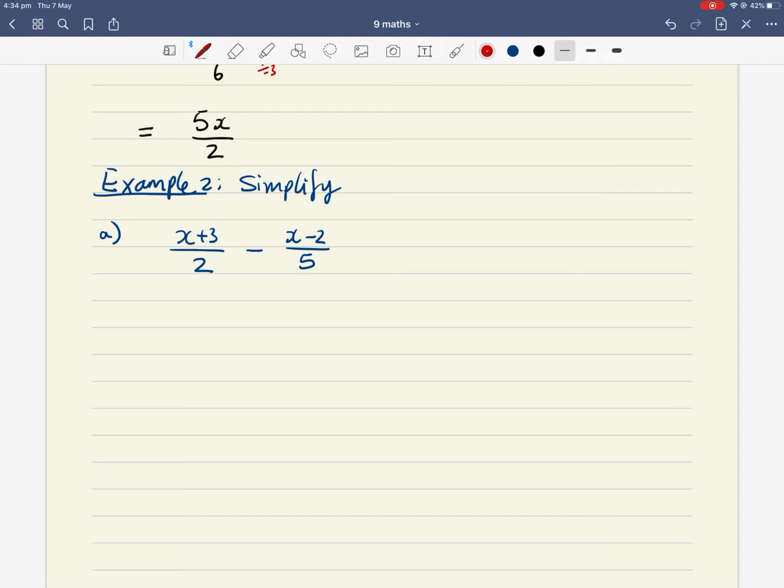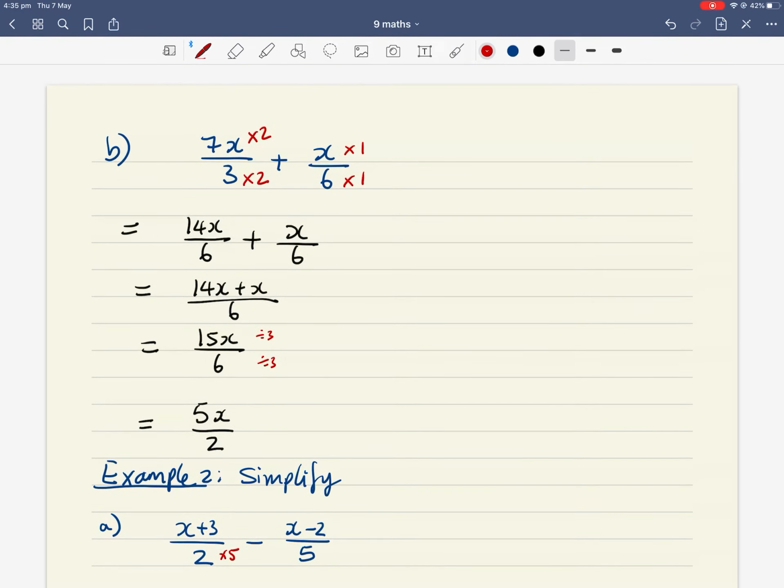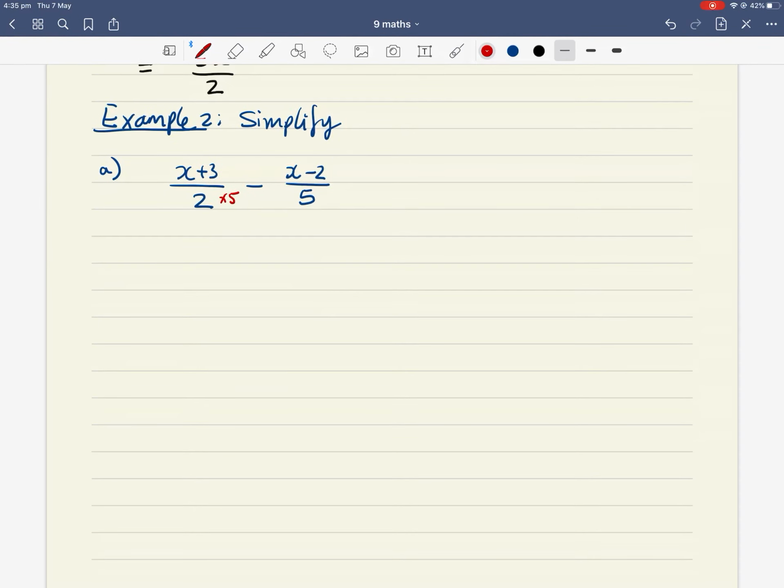So again, check the denominator first. Are they the same? If not, then what can we do to make them the same? The lowest common denominator between 2 and 5 is 10. So I'm going to multiply by 5, top and bottom. Now be careful. Previously we just times 2, top and bottom. But here, because we've got 2 terms on top, every time you have 2 or more terms and you're multiplying, you always have to put brackets around them because you're multiplying the whole thing by your number 5, okay?